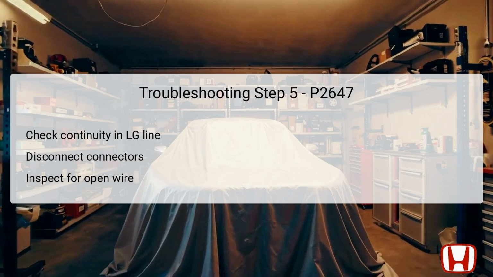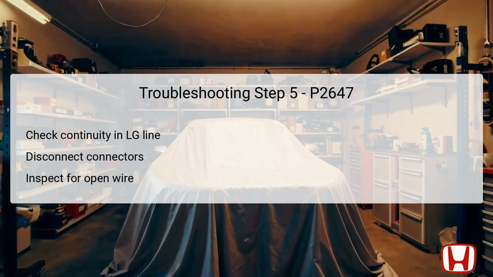The fifth troubleshooting step involves verifying continuity in the LG wire, which connects the rocker arm oil pressure switch to its grounding point. Begin by checking continuity between test point 1, associated with the rocker arm oil pressure switch side, and test point 2, which connects to body ground. This continuity check ensures that the switch can properly communicate signals to the PCM.